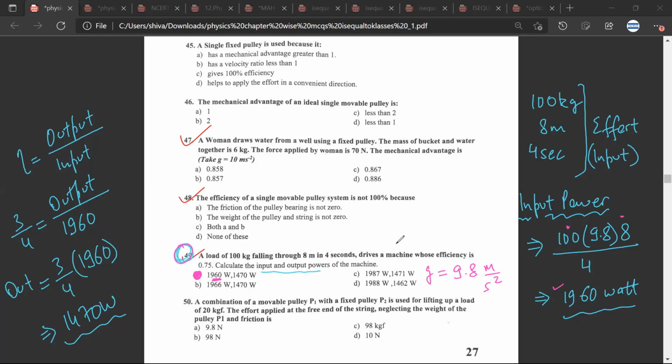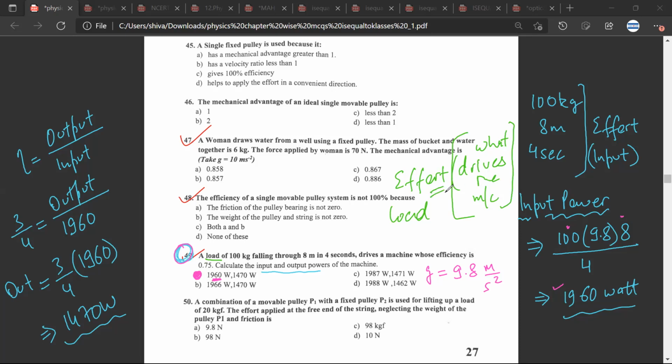See, Mr. CB, there are 2-3 things that we need to understand about this question. Let us try to understand them one by one. A load of 100 kg falling through 8 meter in 4 seconds drives a machine whose efficiency is 0.75. One thing you need to understand is they have written a load, but actually this would be the effort. Have you understood this or not? Yes, sir. What exactly is an effort and what is a load? Effort is what drives the machine. Are we clear about this or not?